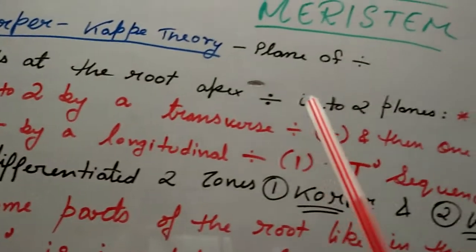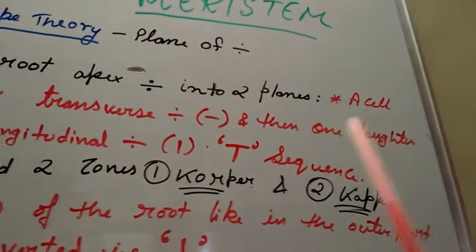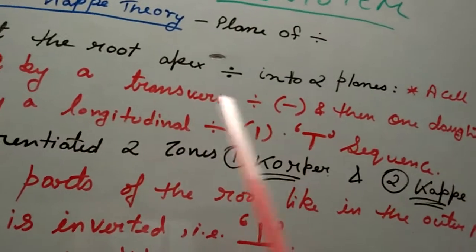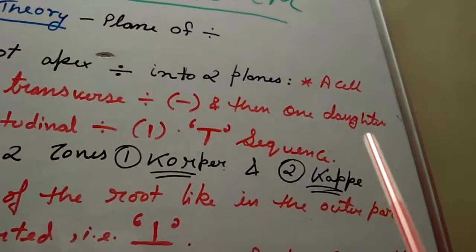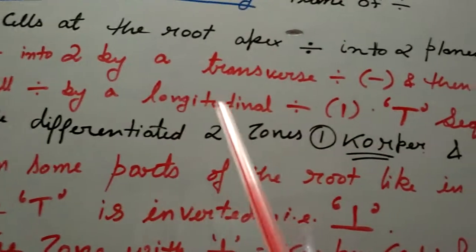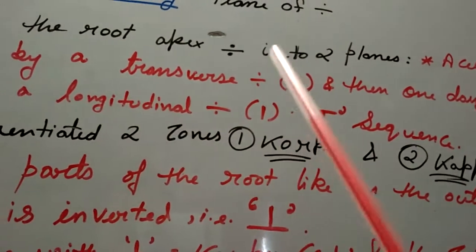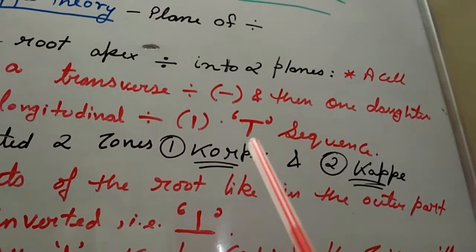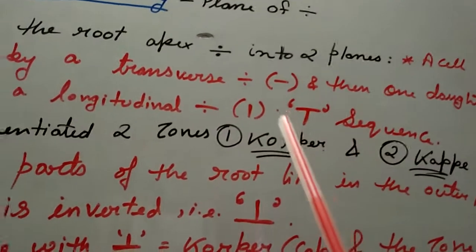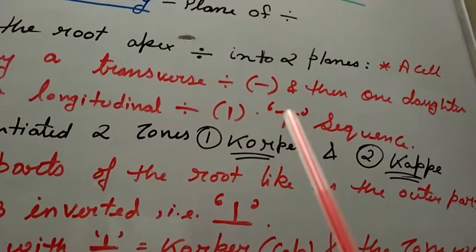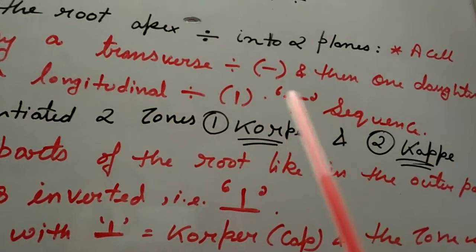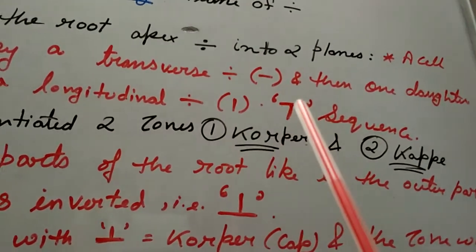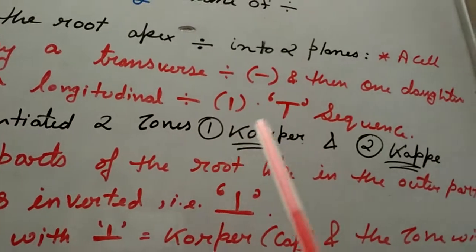Cells at the root apex divide in two planes. A cell divides into two by a transverse division or horizontal division, and then one of the daughter cells divides by a longitudinal division, which is a vertical division, forming a T-like sequence. So this is the first division and this is the second division. The first division is transverse or horizontal division, and the second division is longitudinal or vertical division, forming a T-like structure.